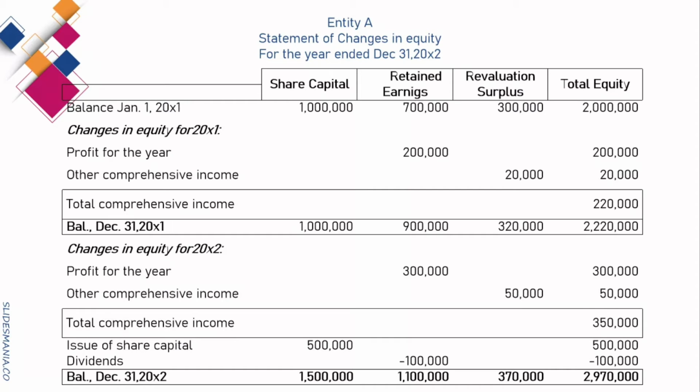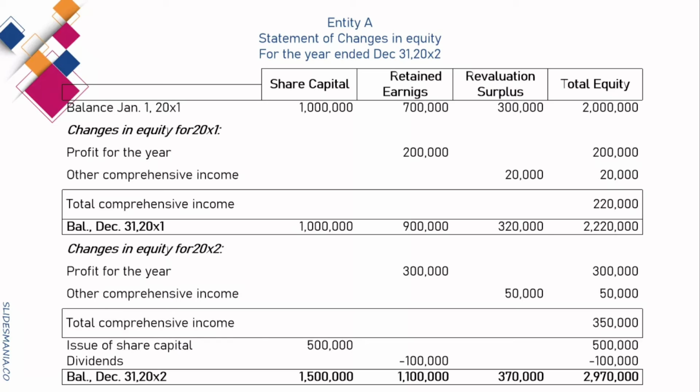2,220,000. For 2000X2, yung first transaction same lang sa 2000X1. We record 300,000 for retained earnings, 50,000 for revaluation surplus, with a total comprehensive income of 350,000. Next transaction, nag-issue ng additional shares si Entity A na 500,000, so we record it under share capital. And last, nag-declare ng 100,000 dividends, kaya ililess natin yung amount sa retained earnings.